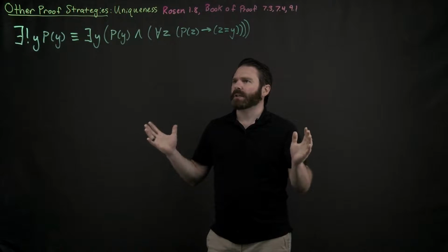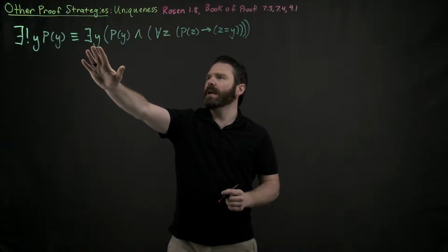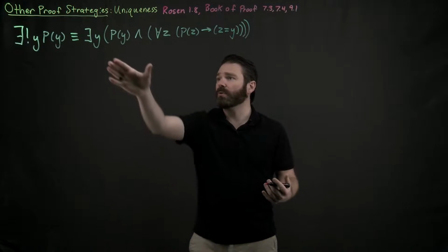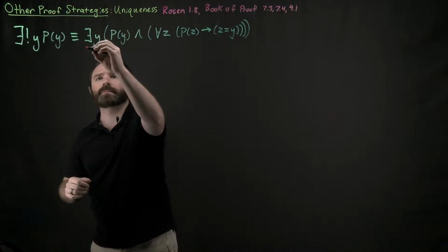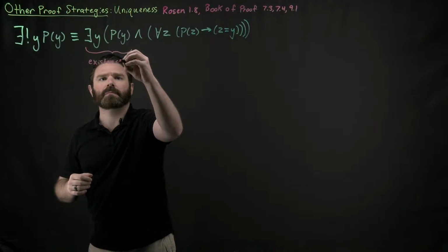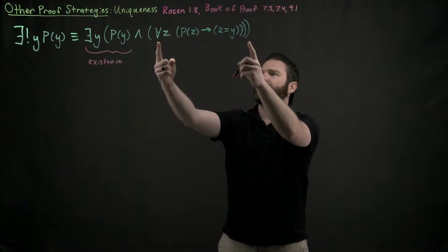So what is this compound expression saying? Well, there are a couple of parts to it. First off, there exists a y such that P of y. So this part right here shows existence. And then what does this part say? Because it's and then this part.